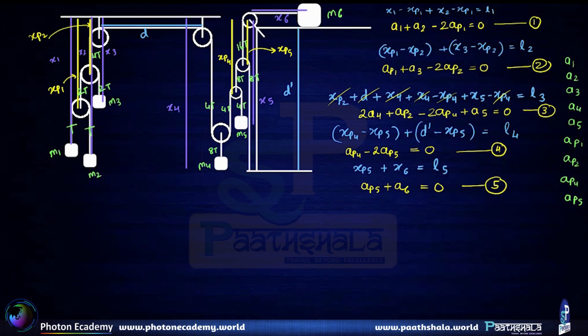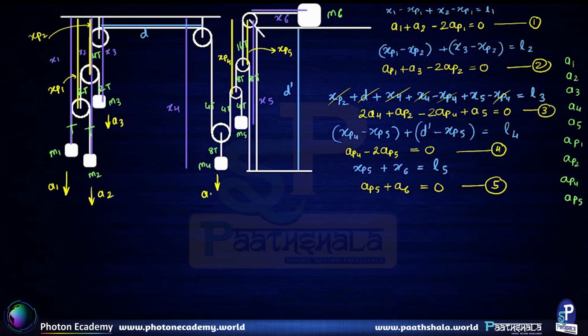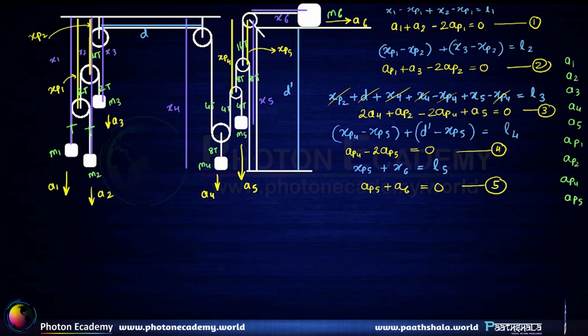Now let us choose a direction for the acceleration of all the masses. For the mass M1, I am choosing A1 as the away-going direction from the rigid support. So this is A2, this is A3, this is A4, this is A5, and for this we'll have to write down a counterintuitive equation with A6 as the away-going direction. So let us write down the 6 equations for all the 6 masses. Those equations come out like so.